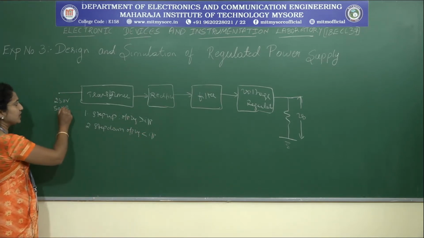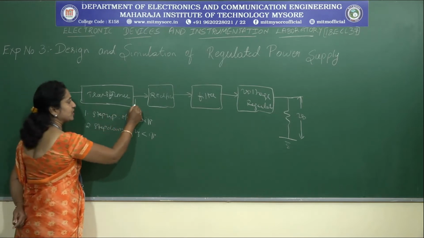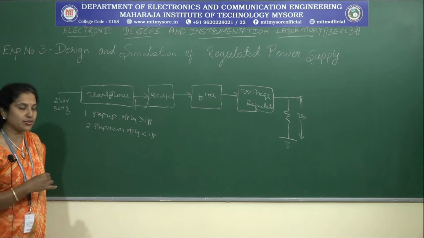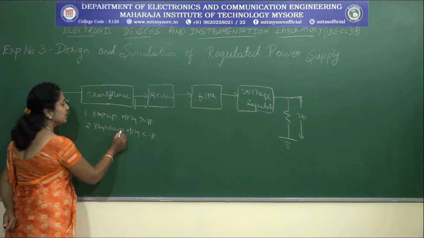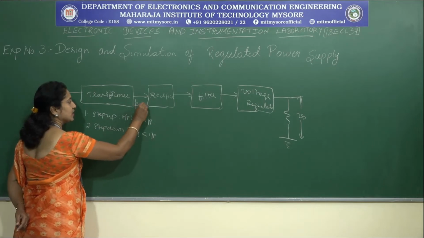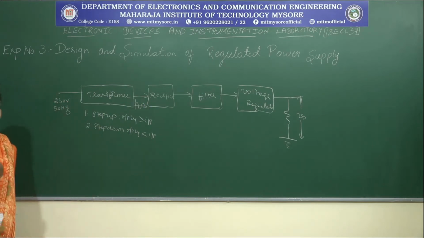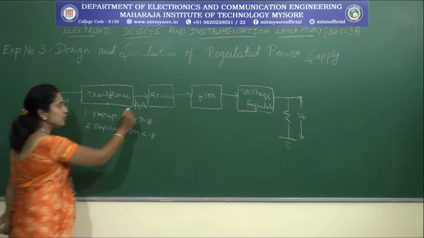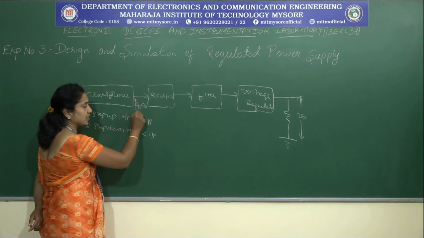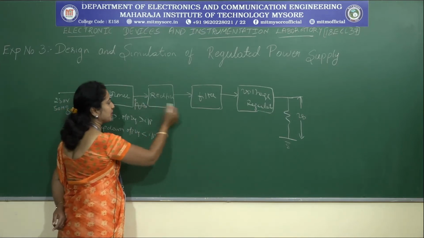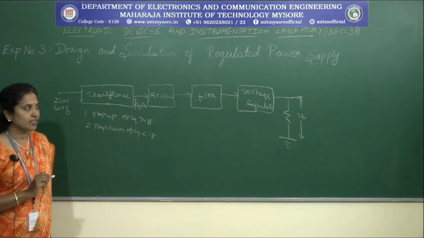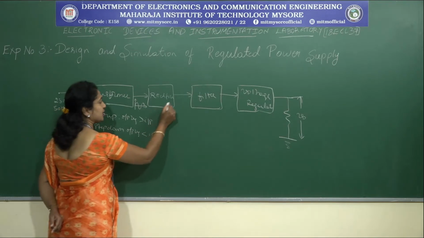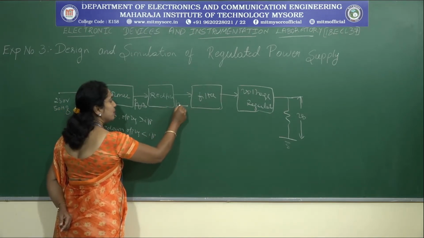Here you have the AC supply, so you will get an AC supply itself, but in our experiment we are using the step down transformer, so the output voltage is less than the input voltage. This is the output of the transformer we are getting, which is a pure AC signal. The rectifier converts AC into DC, so the rectifier output will be pulsating DC.